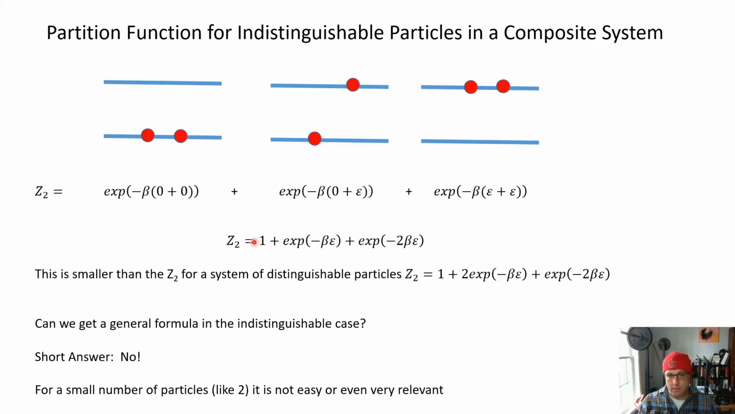So this number, whatever it is, will be smaller than the Z2 we got for the distinguishable case. Now in the distinguishable case, we knew that Z2 is equal to Z1 squared. Do we have a general formula in the indistinguishable case? And the answer is no. We have a specific answer for this, right? This is true for two indistinguishable particles in a two-level system. But we're going to see that we're not going to have a really simple formula for the indistinguishable case.